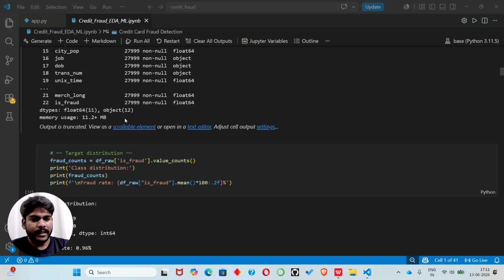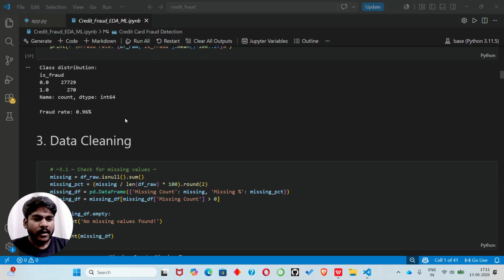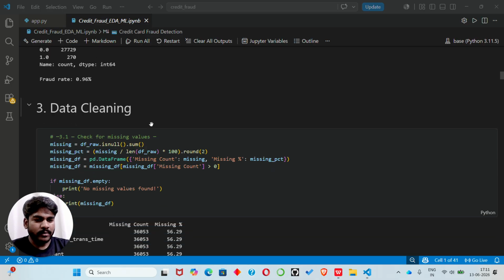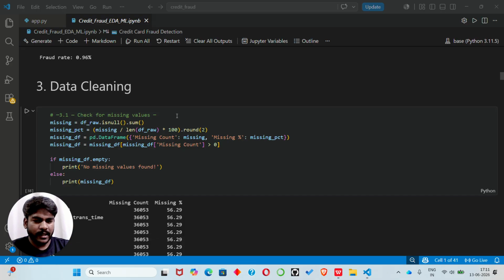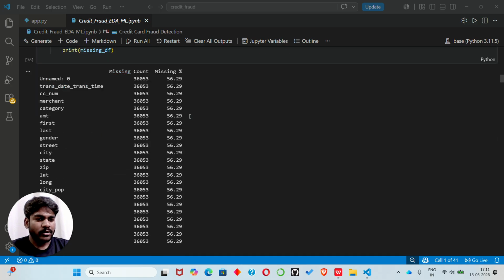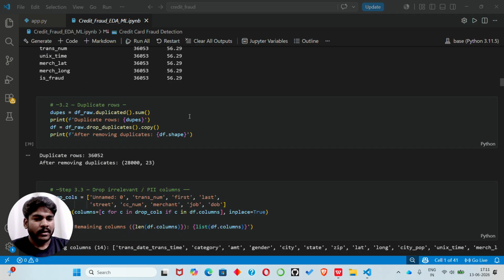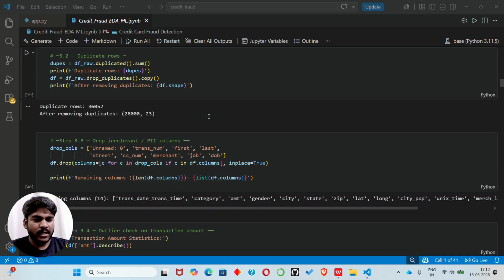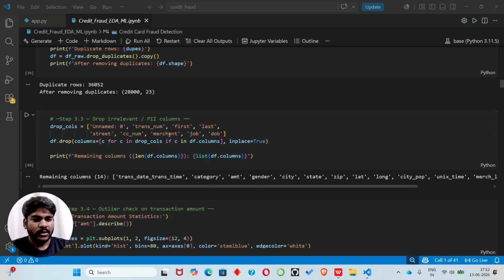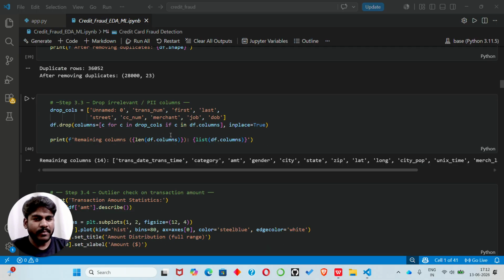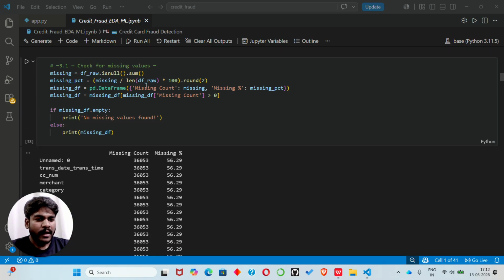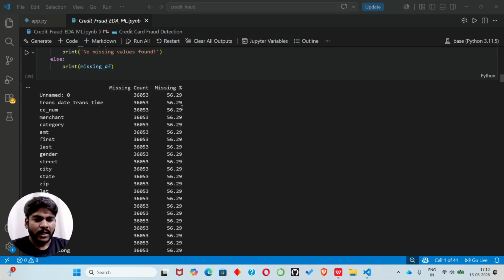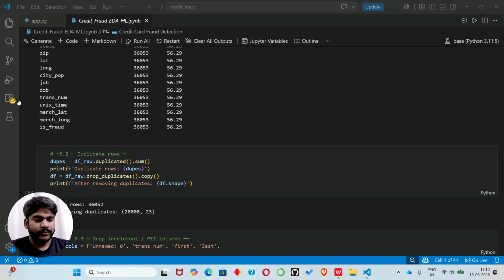The first step is data cleaning. Now I drop all the columns that are not needed. I removed the row index, transaction ID, credit card numbers, name, street address, job, and date of birth. These columns have personal information and no real patterns for fraud. I also filled missing values in the category column with the word unknown, and I checked for duplicate rows. There were no duplicate rows.